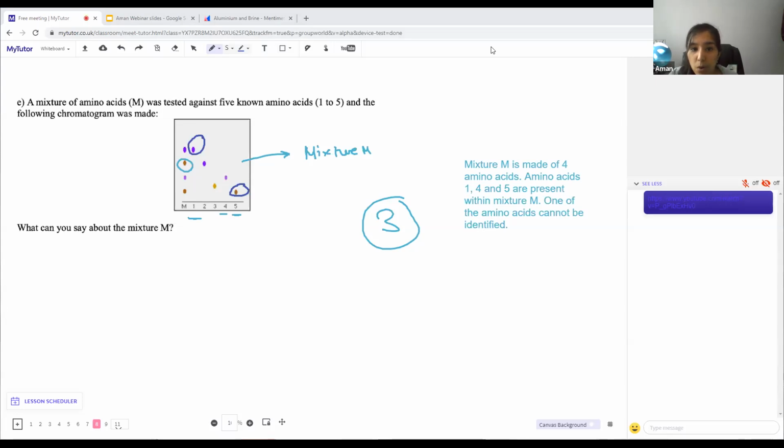Okay, good. So we've got a few answers to the attraction. So someone is saying number 1, amino acid 1 is more attracted to the mobile phase, and number 5 is more attracted to the stationary phase. Excellent. Yes, that's exactly correct.